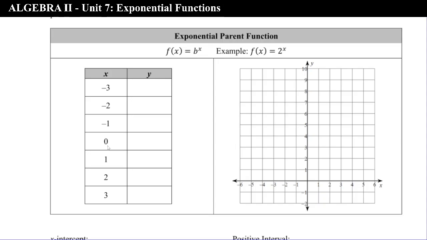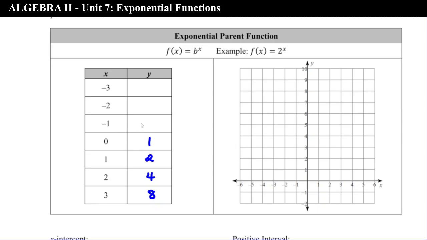2 to the 0 power, if you remember your rules for exponents, anything to the 0 power gives you 1. So 2 to the 0 is 1. All right, now we go to 2 to the first. 2 to the first gives you 2. 2 squared gives you 4. And 2 to the third, or 2 cubed, gives you 8.